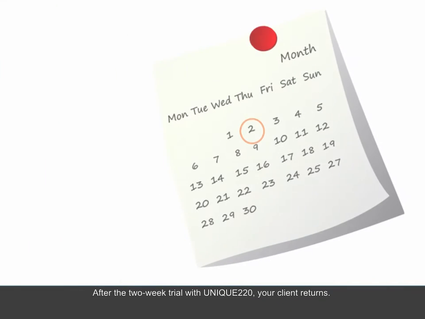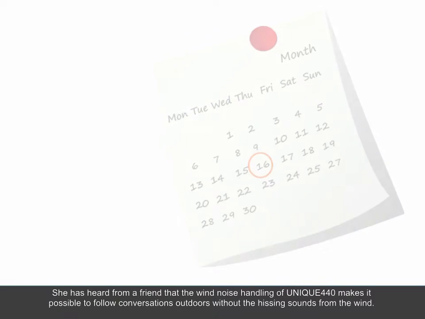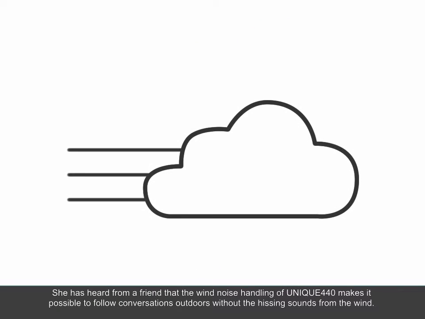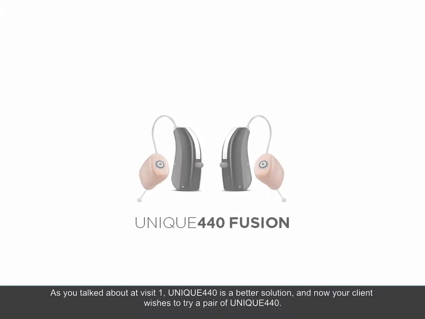After the 2-week trial with Unique 220, your client returns. She has heard from a friend that the wind noise handling of Unique 440 makes it possible to follow conversations outdoors without the hissing sounds from the wind. As you talked about at visit 1, Unique 440 is a better solution, and now your client wishes to try a pair of Unique 440.